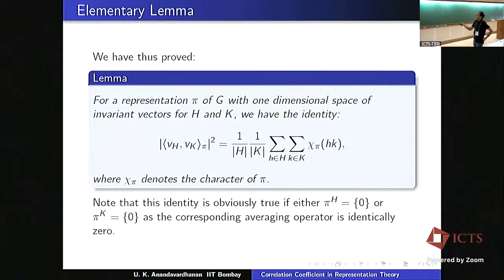The identity is obviously true if there was no H fixed vector. Left hand side will be 0, and the projection to the 0 space will be 0. So right hand side will be 0. So this is true even if one of them or either of them does not have a fixed vector.